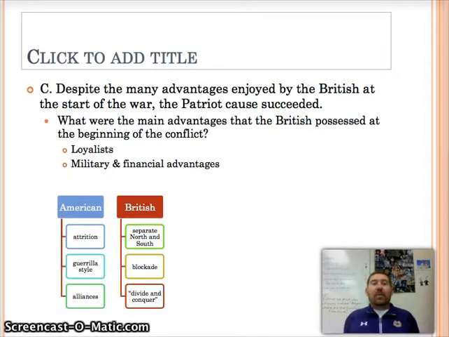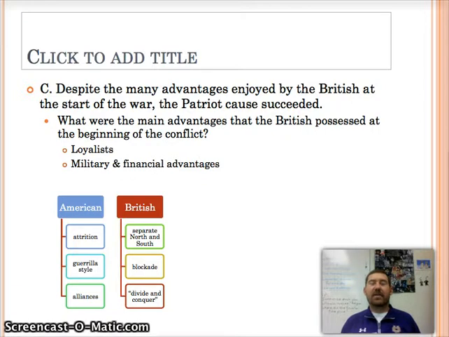All right, so moving forward to some of the components leading into the war, despite the many advantages enjoyed by the British at the start of the war, the Patriot cause succeeded. So I guess the question would be, how did we actually pull this off? How did we win? First thing we'll look at is the main advantages that the British had. First of all, they had some kind of support here in the colonies in the form of loyalists, or people who were loyal to the crown. Also, they had a lot of military and financial advantages.